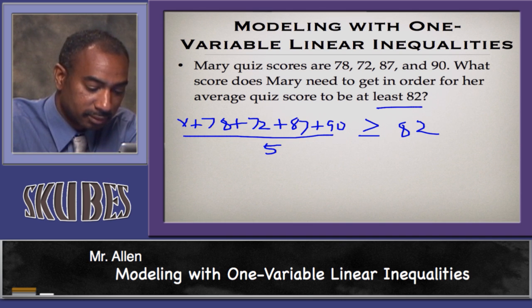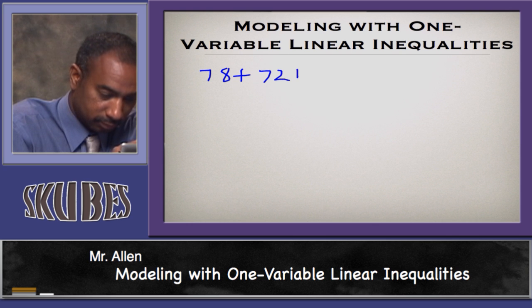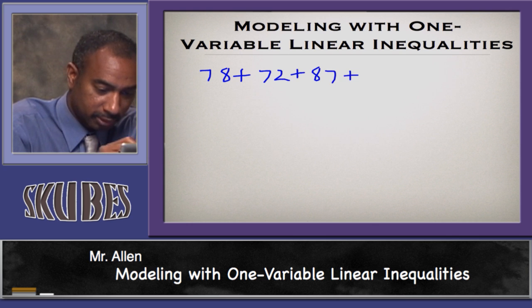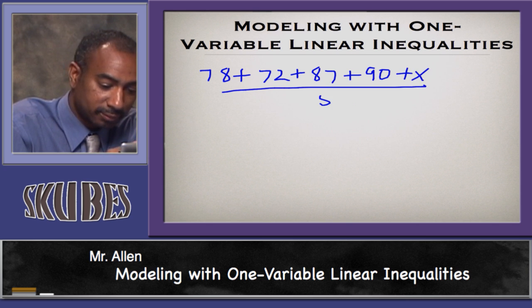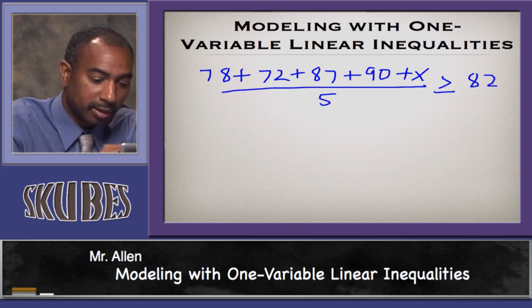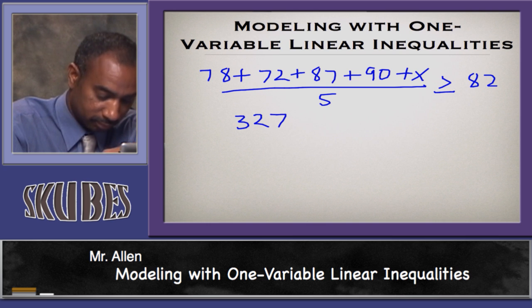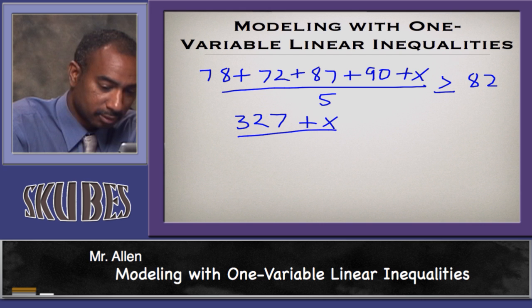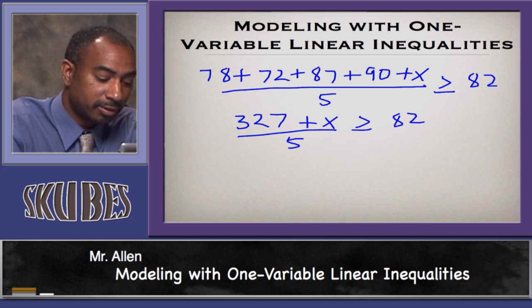All right, if you were to solve that, it's going to look like this. So we have 78, 72, 87 plus 90. Let's say I put X over here. Divided by 5. That's going to be greater than or equal to 82. So you add up the known numbers. That's going to be 327. So you add up all the constants, plus X over 5 is greater than or equal to 82. And you're going to multiply both sides by 5 to get rid of that 5 in the denominator there.